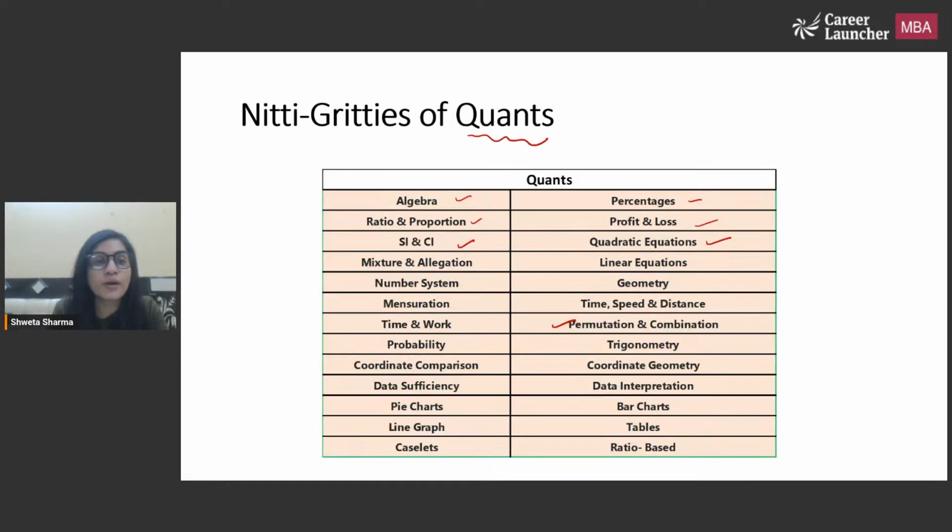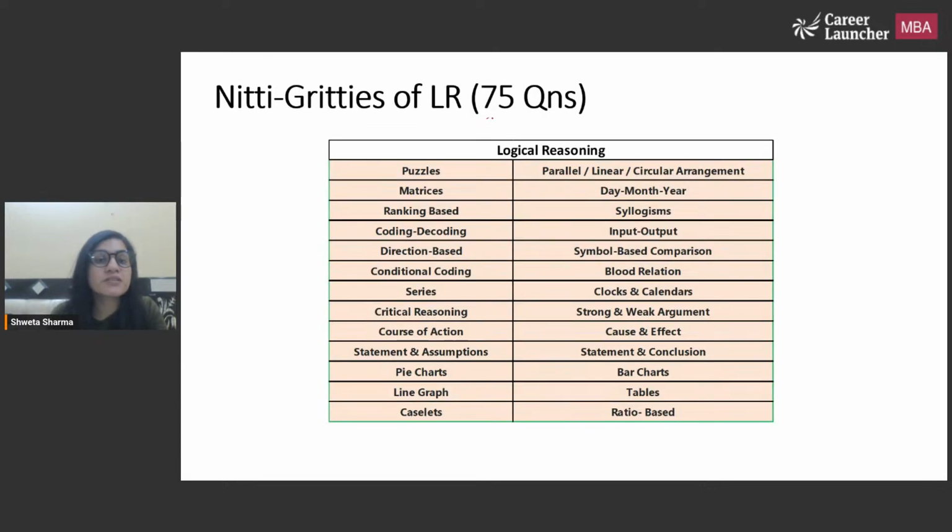And when it comes to LR, you do have 75 questions based on different sort of puzzles, conditional coding, some charts again, right? Some strengthening and weakening arguments. So this might be a part of CR again, which you might be completing with me. Clocks and calendars, blood relations, symbol-based comparison, logs, or maybe linear and circular arrangement.